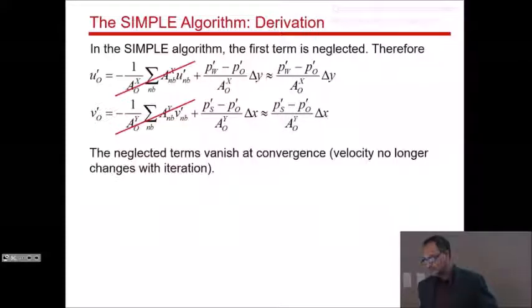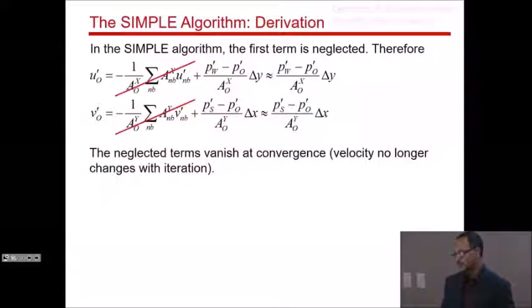Now, the rationale for throwing away those two terms is those terms, again, vanish at convergence, because at convergence, the velocity never changes with iteration. So let's say you've already reached convergence. Whether you are at the point where you've solved the momentum equation only, or you solve momentum and mass conservation, your velocity still is not going to change. It has become invariant at convergence. It has already satisfied mass and momentum conservation. So if you solve the mass conservation equation one more time, that's not going to change it.